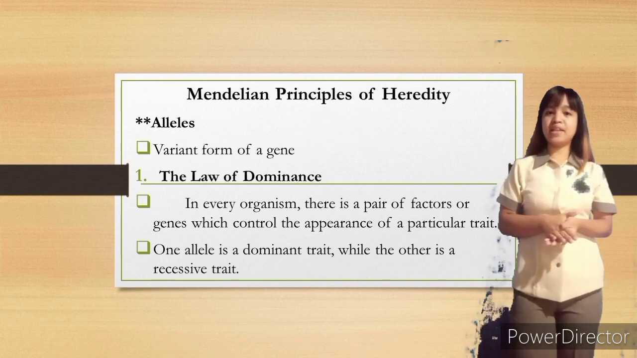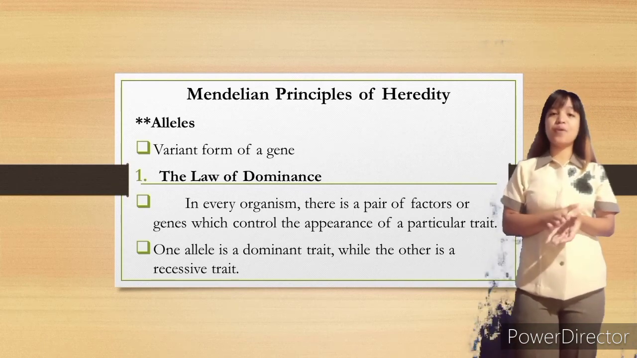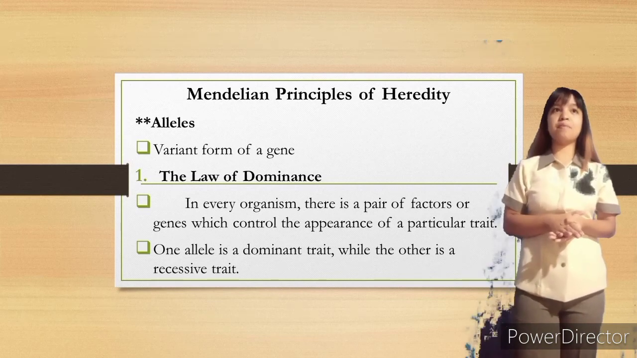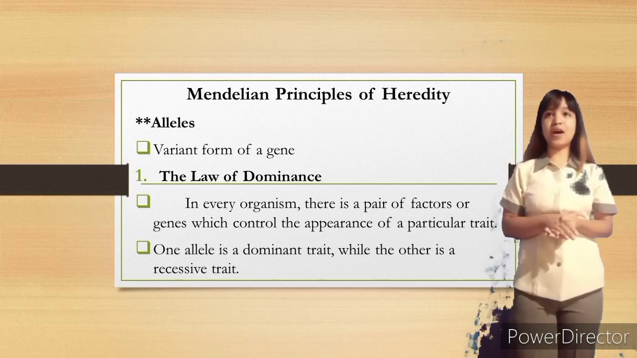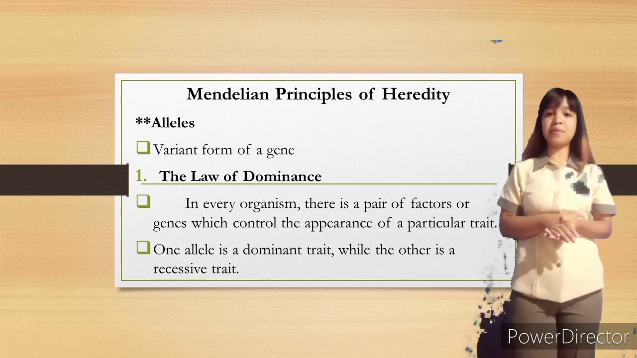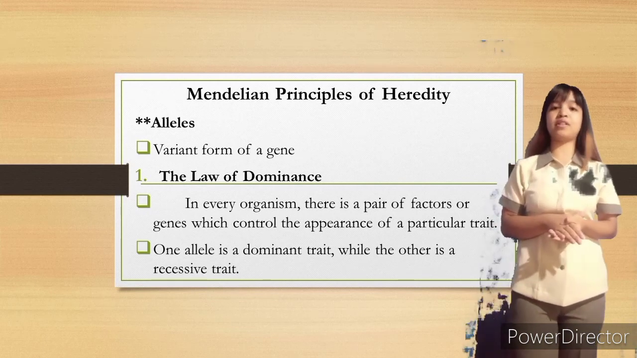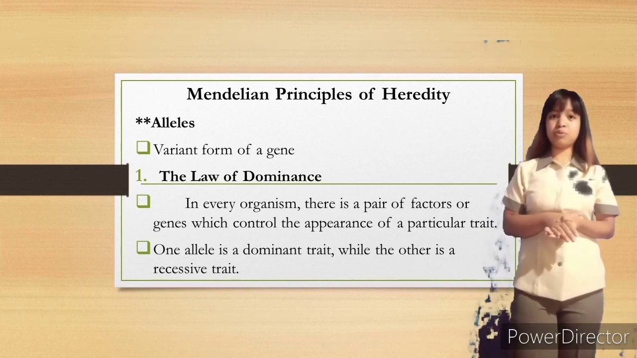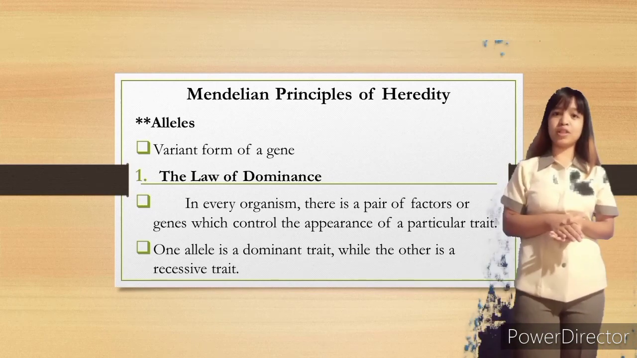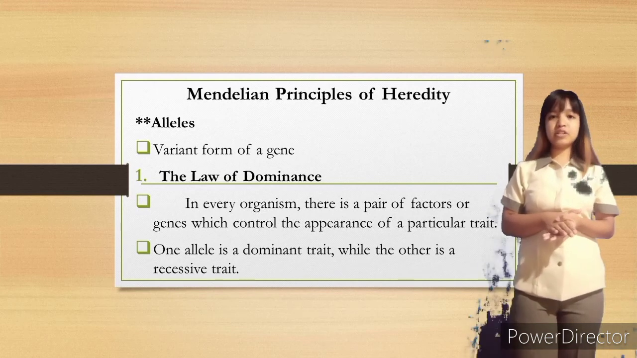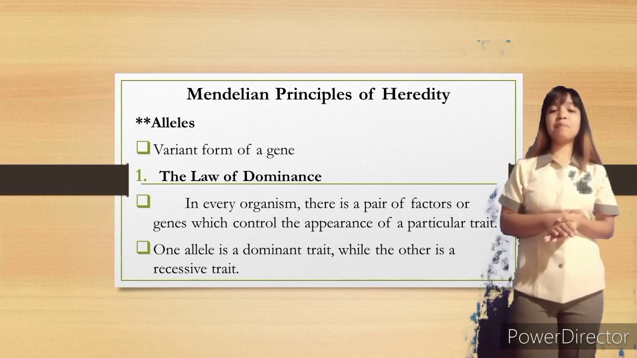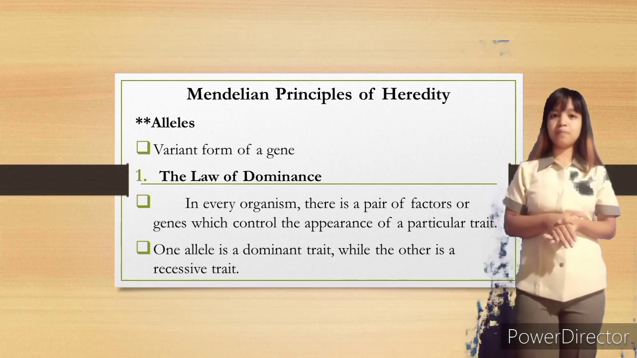Before we discuss the Mendelian principles of heredity, we have to know that Mendel's result of his experiment made him hypothesize that there was a factor in the plants which controlled the appearance of a trait, which he called the heredity factor. Further, he also hypothesized that the traits were regulated by a pair of factors called alleles. The alleles refer to a variant form of a gene, and it is represented by a letter, either a capital letter or a small letter.